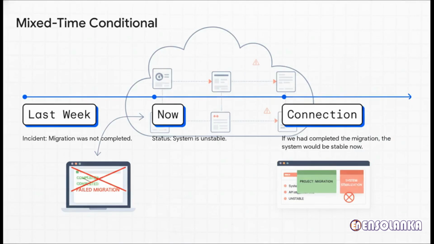Now check this out. This is a really powerful tool called a mixed time conditional. Look at this timeline. Last week, an incident happened. The migration failed. That's in the past. The result? Right now, the system is unstable. The connection between the two is this sentence. If we had completed the migration last week, the system would be stable now. See? A past unreal condition creating a present unreal result. This is how you clearly link past mistakes to current problems.